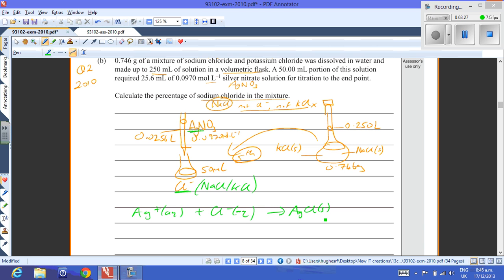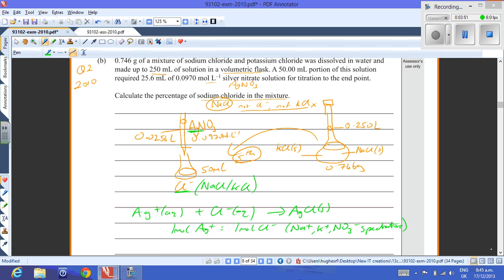Silver chloride is a white to pale yellow precipitate. And from that equation, you can see that 1 mole of silver ions reacts fully with 1 mole of chloride ions. And then we're assuming that the sodium, potassium, and the nitrate ions are spectators. So we didn't include them in the equation.